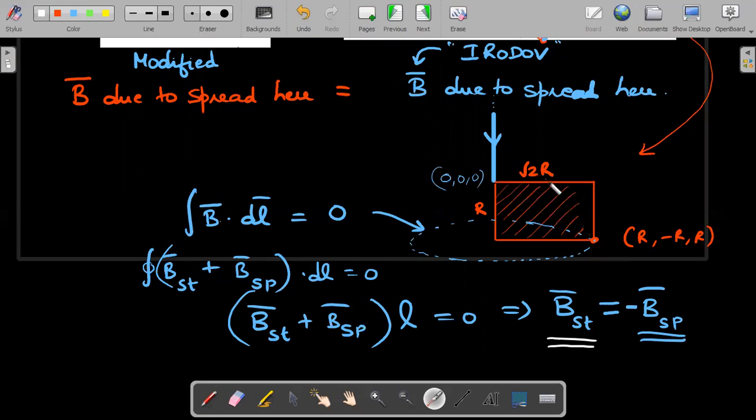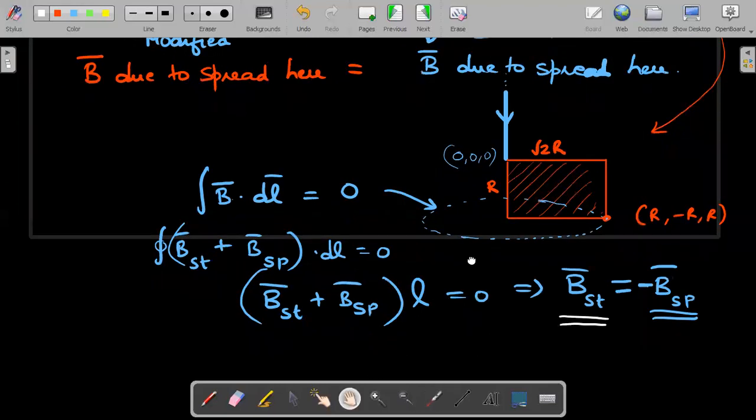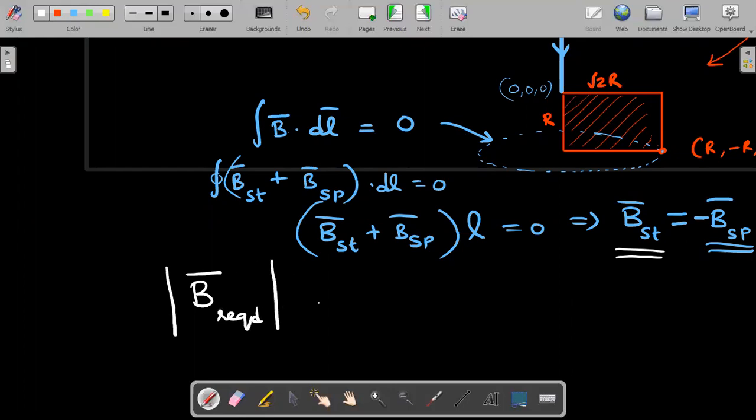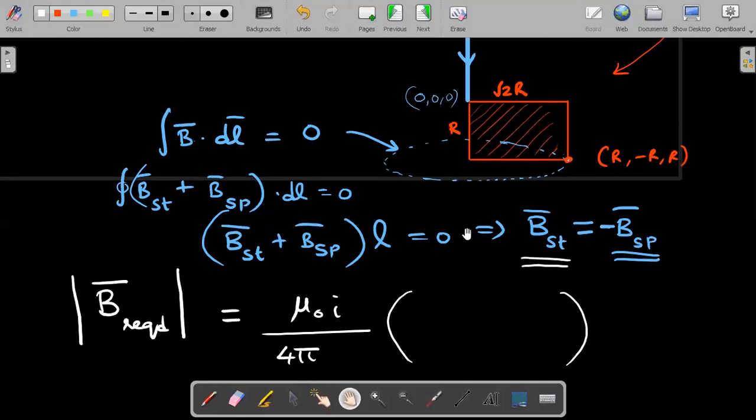So the magnitude of the field due to the spread is equal to the magnitude of the field due to the wire. And for the wire, we already know the magnetic field from the Biot-Savart law that we had in the previous page. So the magnitude of the required value is equal to mu naught I by 4 pi, into distance, into sine of the angles that you are talking about. So let me discuss what the distances and the angles are.